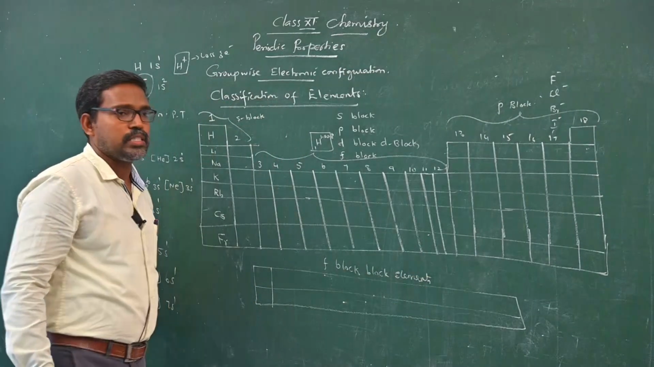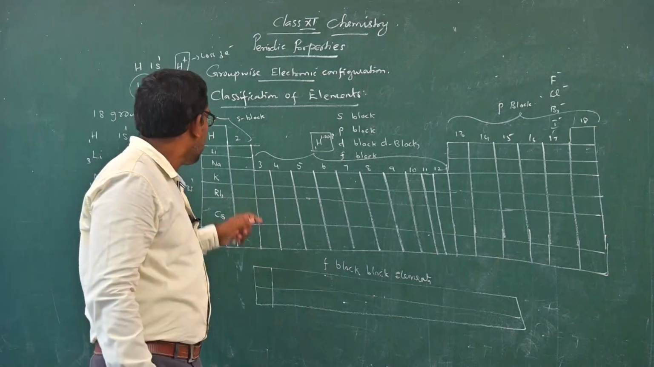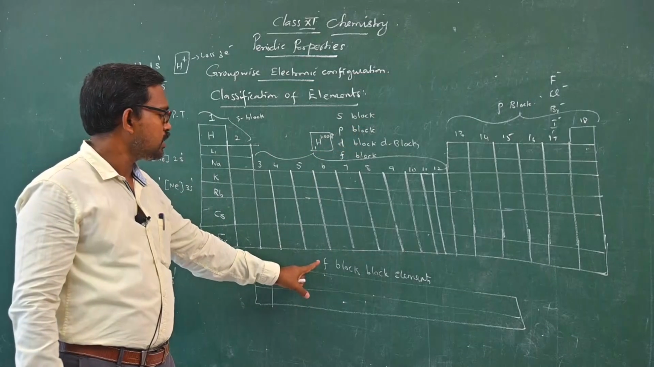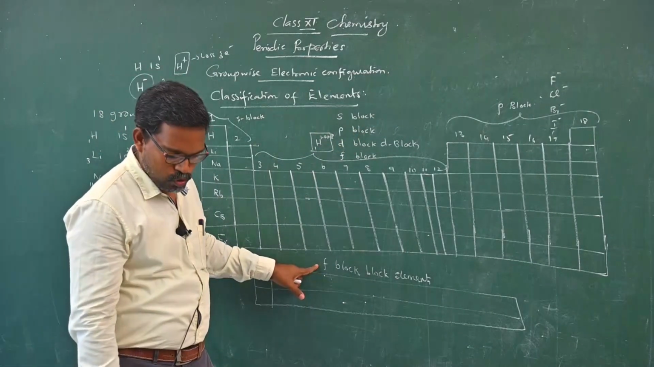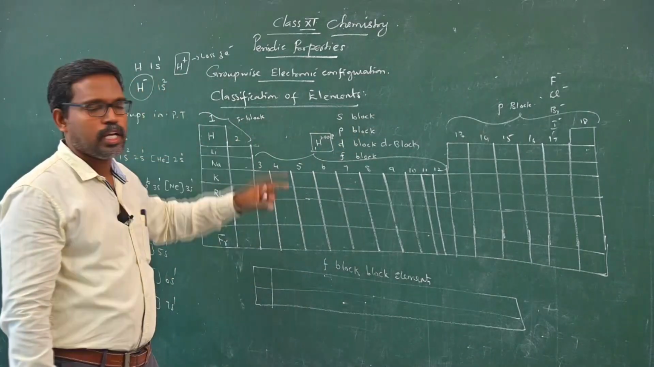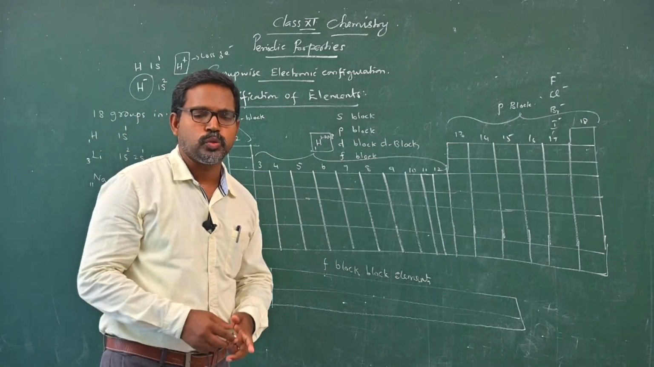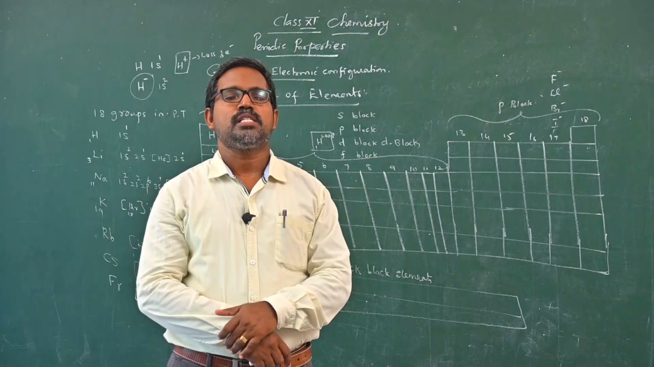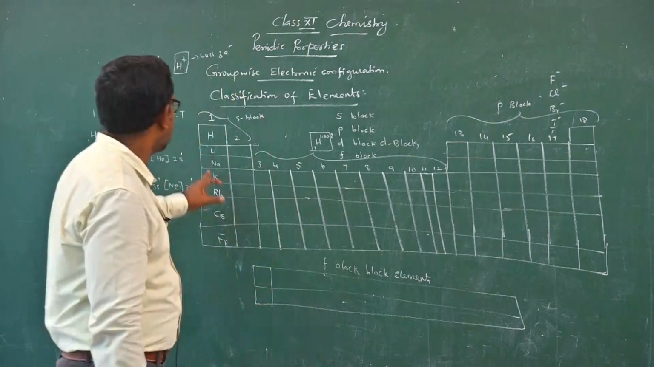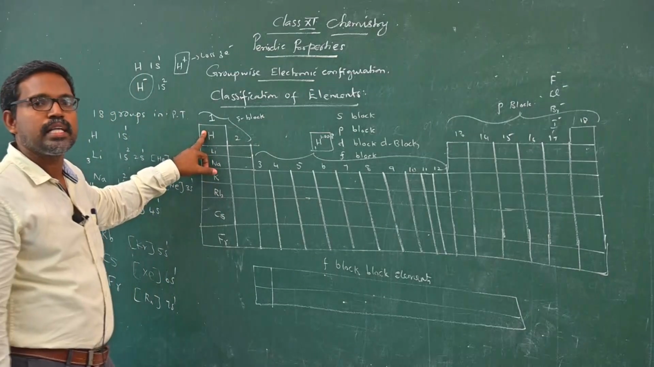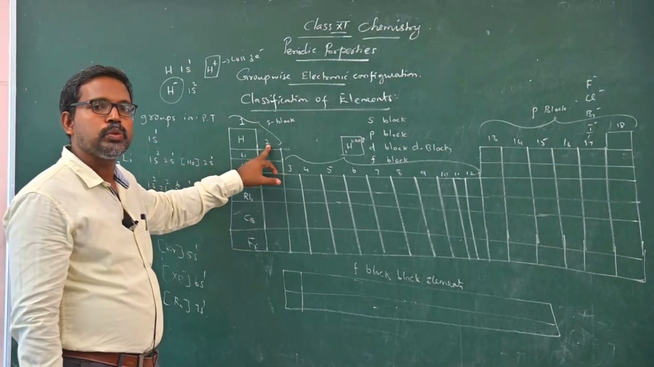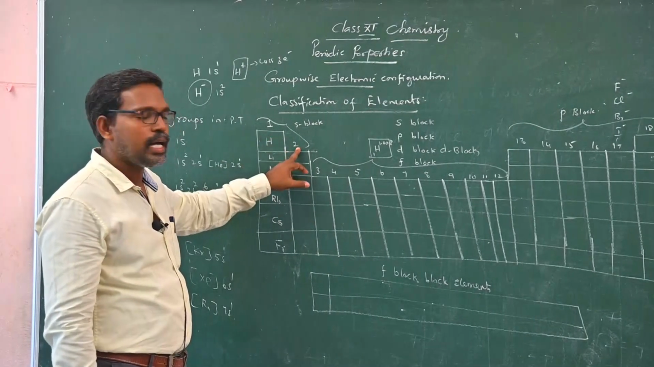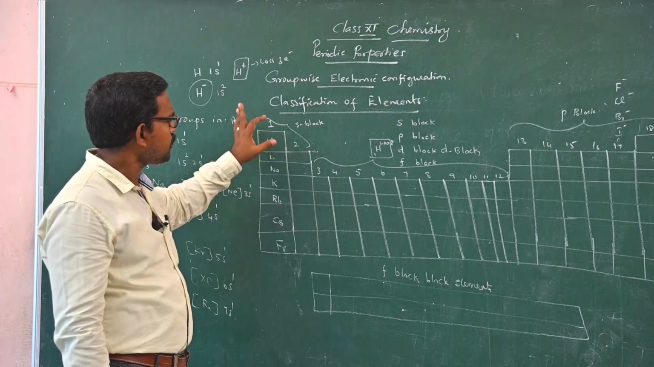Now we are going to discuss in detail what s block, d block, p block and f block elements are. So, what are s block elements? Group numbers 1 and 2 are called s block elements. Group number 1 is called alkali metals. Group number 2 is called alkaline earth metals.